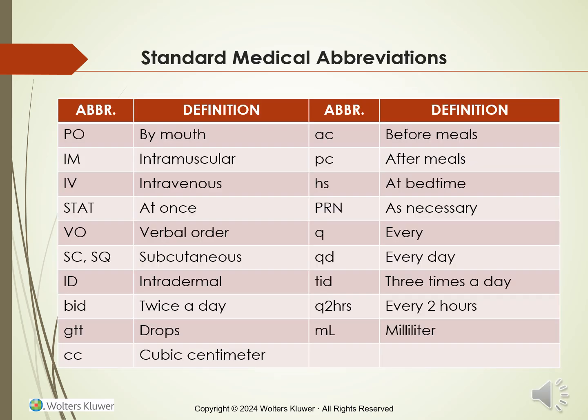This chart is just a recap of some abbreviations that we've already discussed, and some may be new, so I'm just going to review them. So the abbreviation PO means by mouth. NPO would mean nothing by mouth. IM is for an intramuscular injection. IV stands for intravenous. STAT means immediately. VO is a verbal order. SC and SQ are abbreviations for subcutaneous. ID is intradermal for an injection.